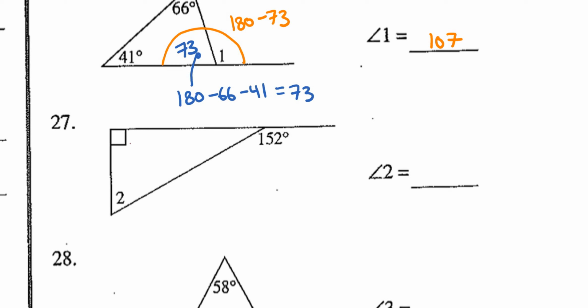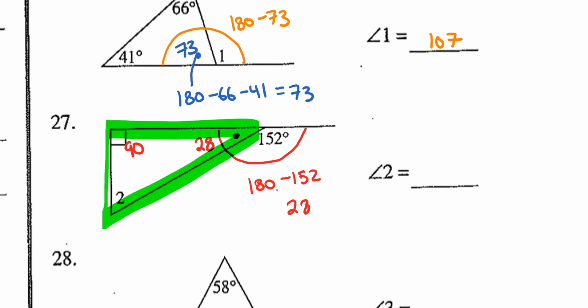Question number 27. We need to find angle number 2. We know this is 90 degrees. And this red angle here, we know that angles on a line add up to 180. So 180 minus 152, that's going to be 28 degrees. And then we have a triangle right here, and that will add up to 180. So angle number 2 is going to be 180 minus 90 minus 28. And that's going to give you 62 degrees. So angle number 2 is 62 degrees.